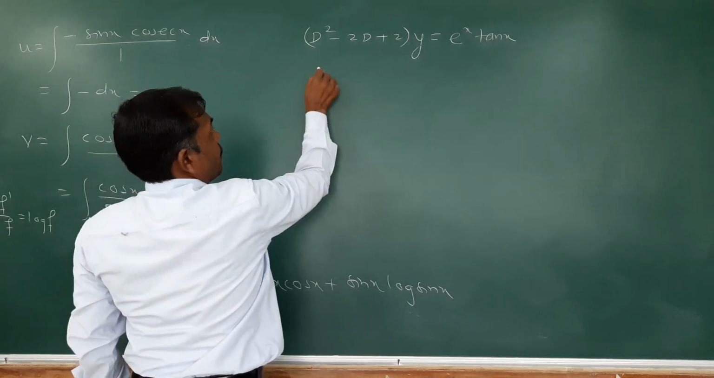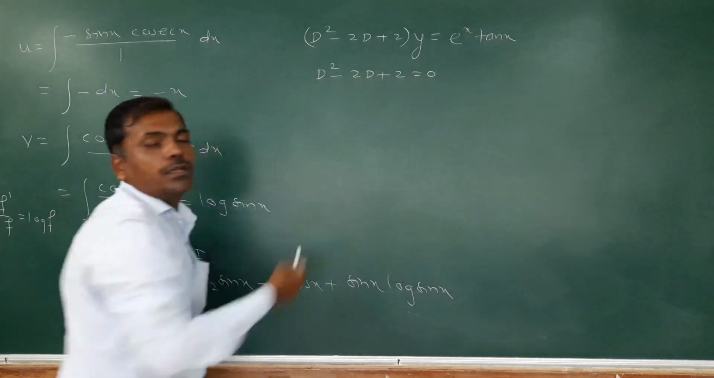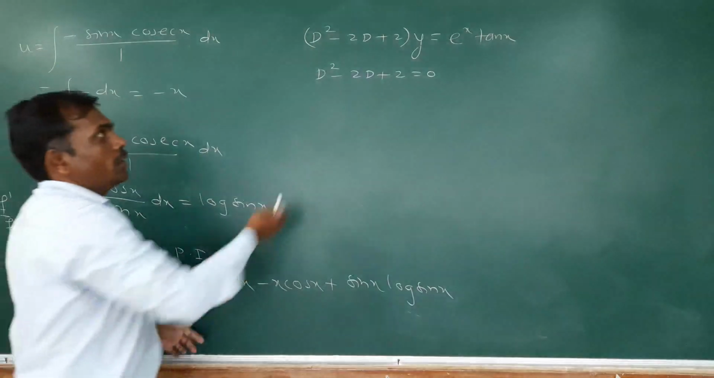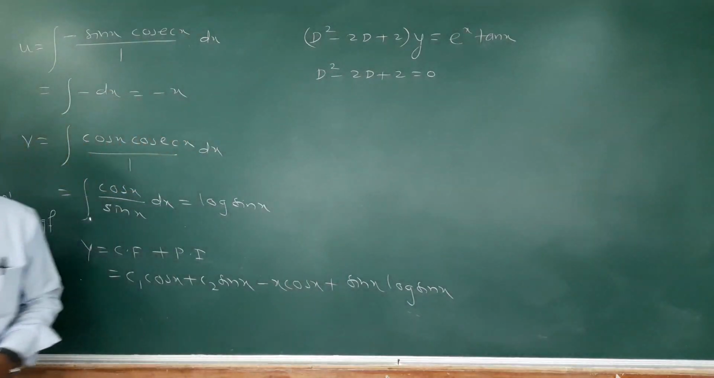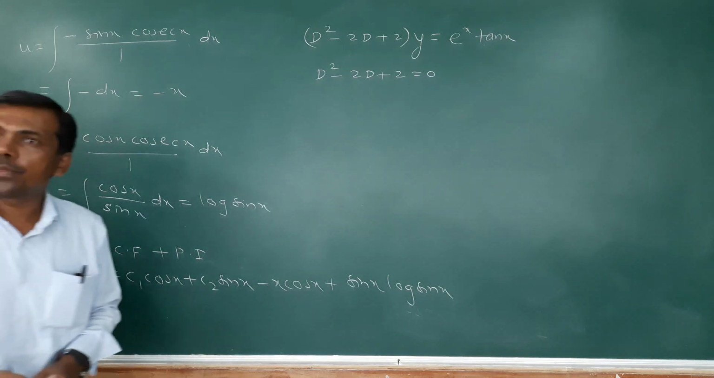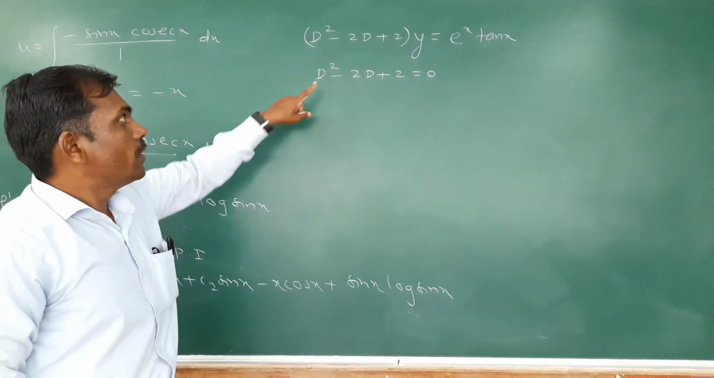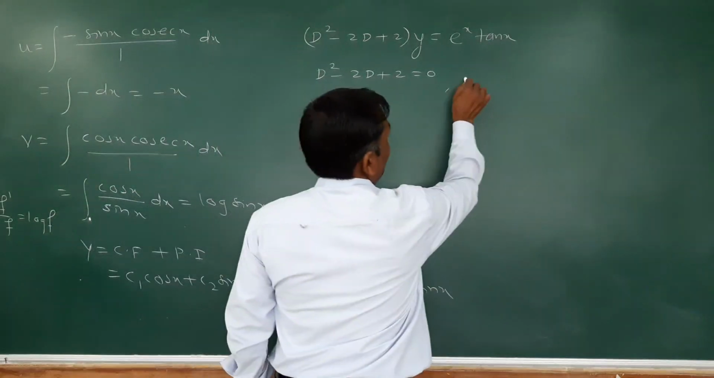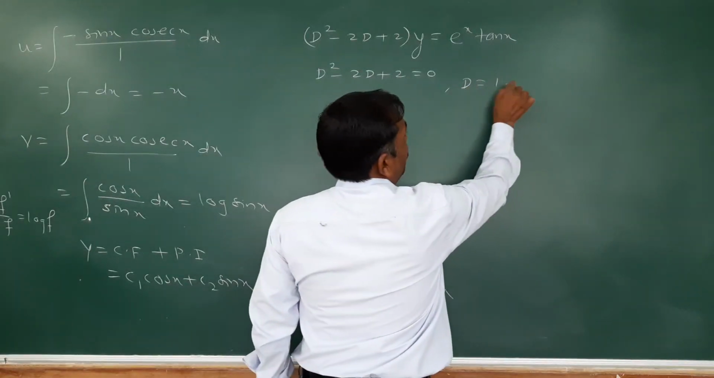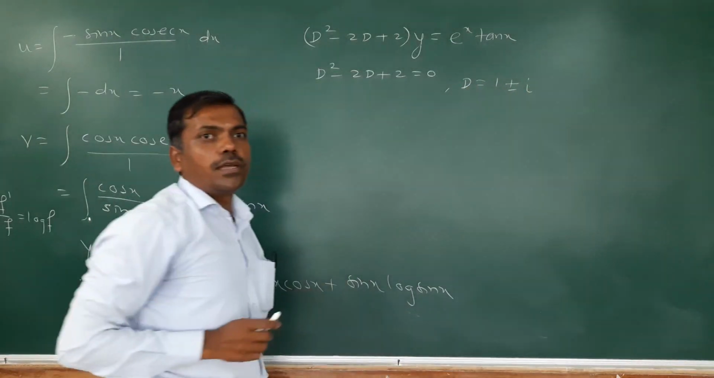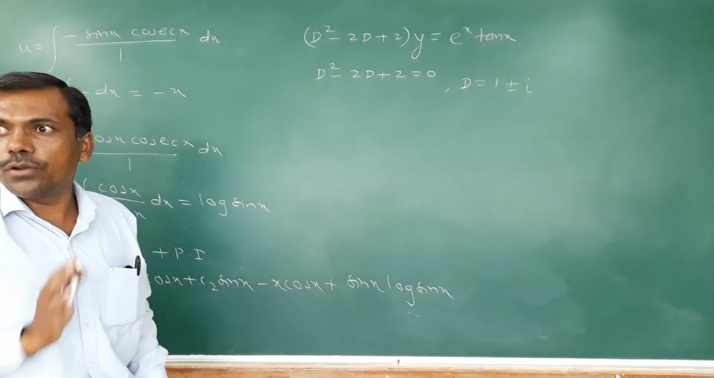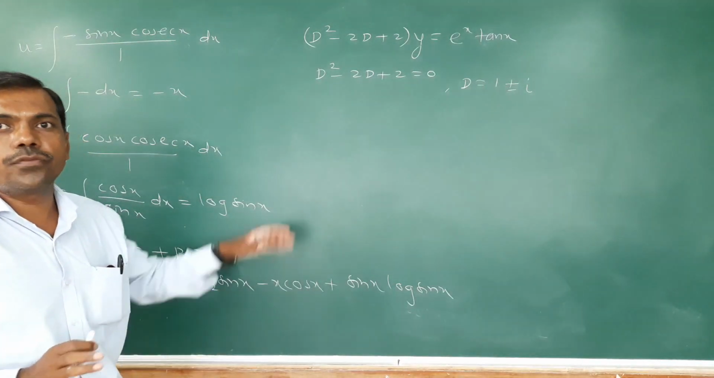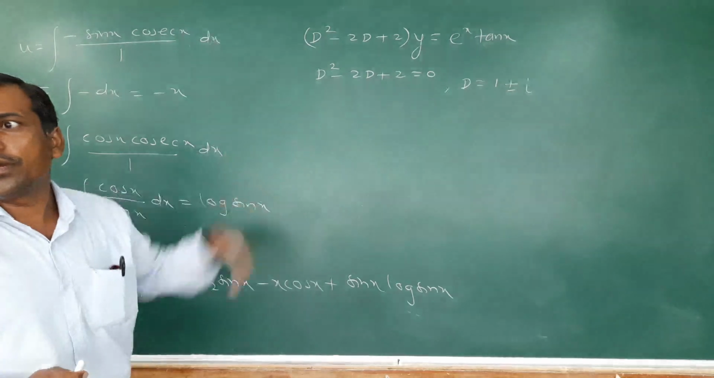D square minus 2D plus 2 is equal to 0. Find the complementary function. Here you can find the roots of this problem on your own. That is a nice exercise for you. So D is equal to 1 plus or minus i, that may be the roots. But do it on your own. Complementary function, we have spent so much time on that.